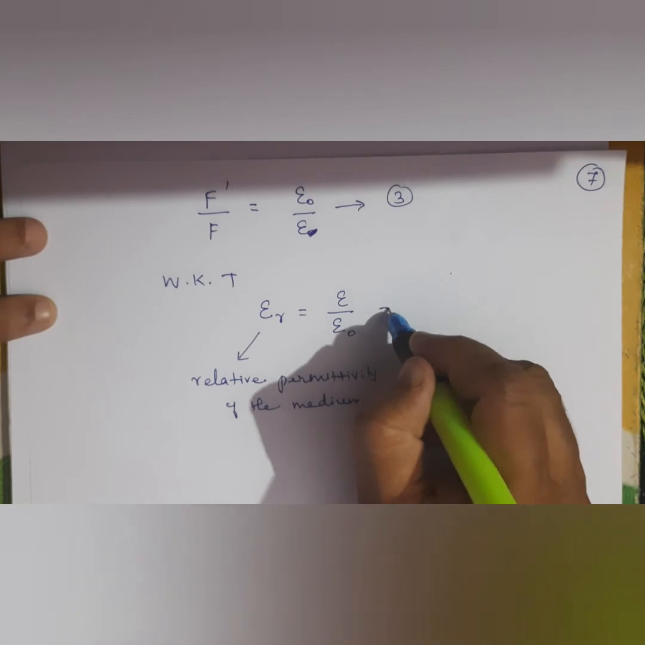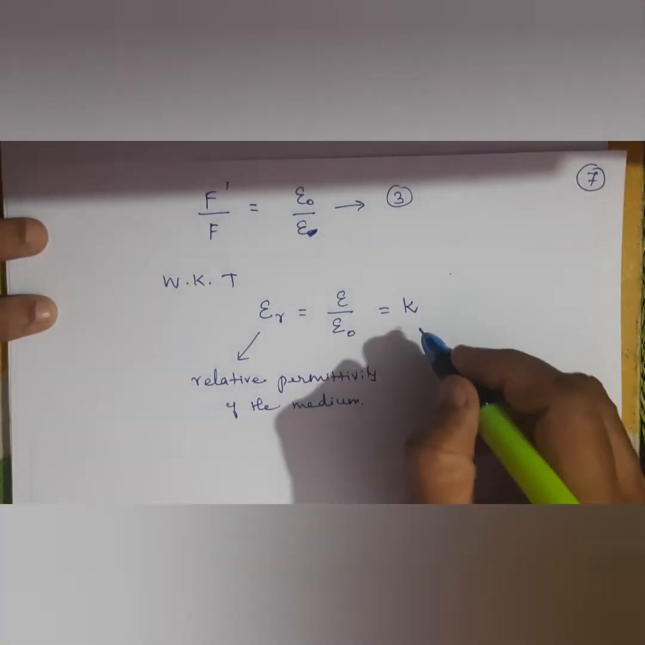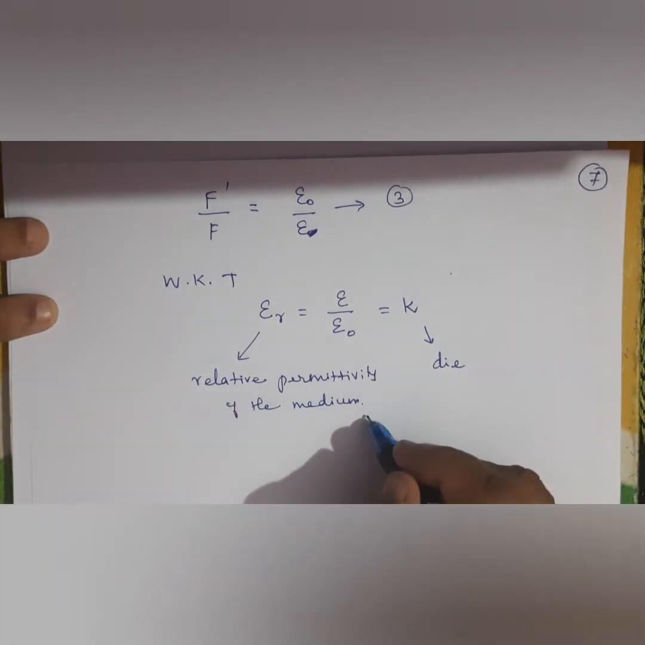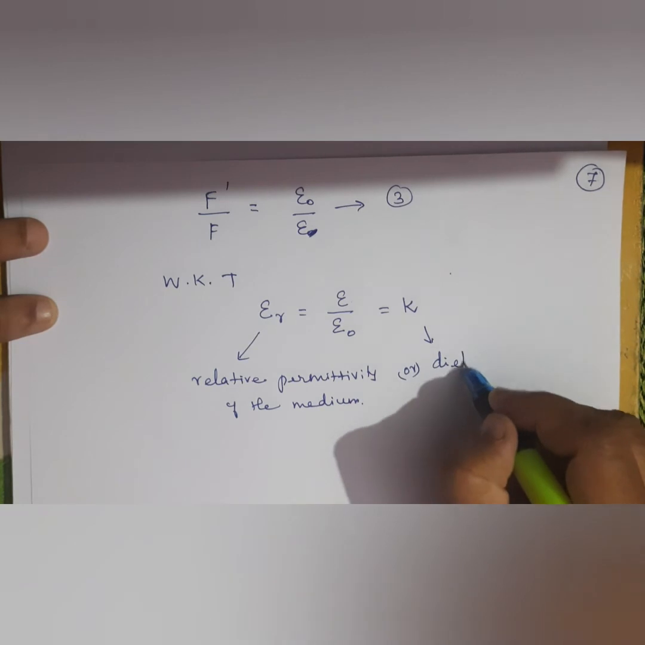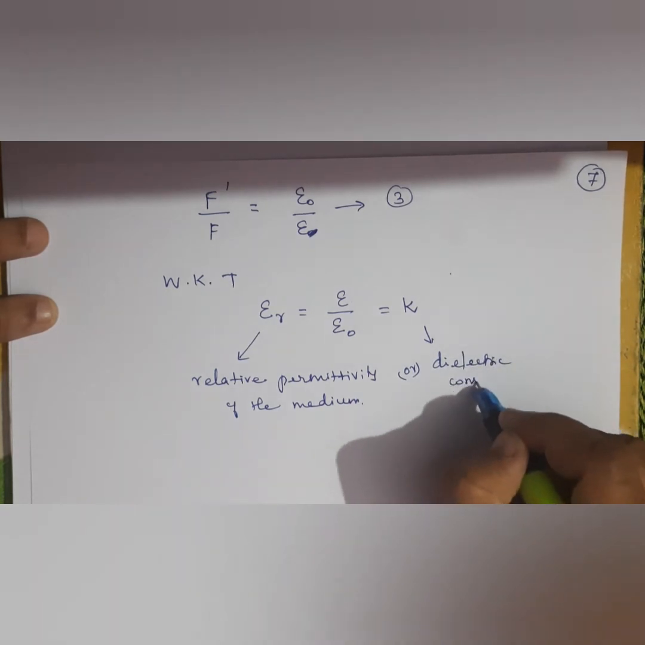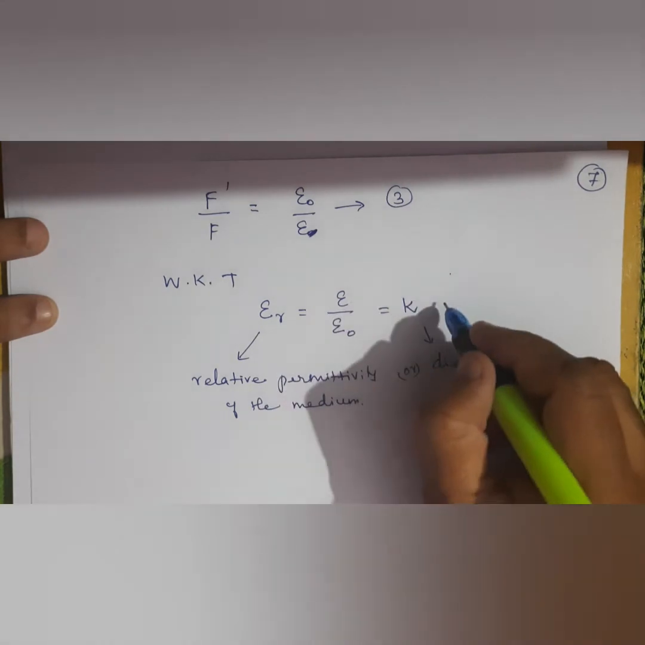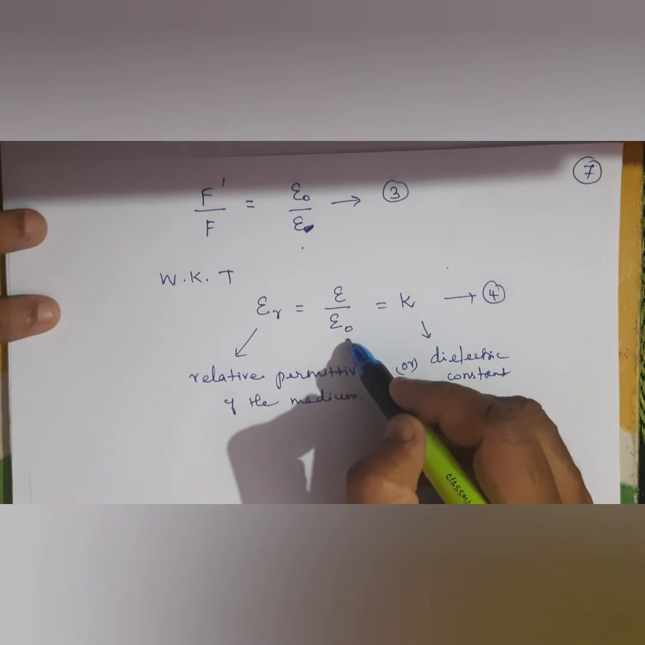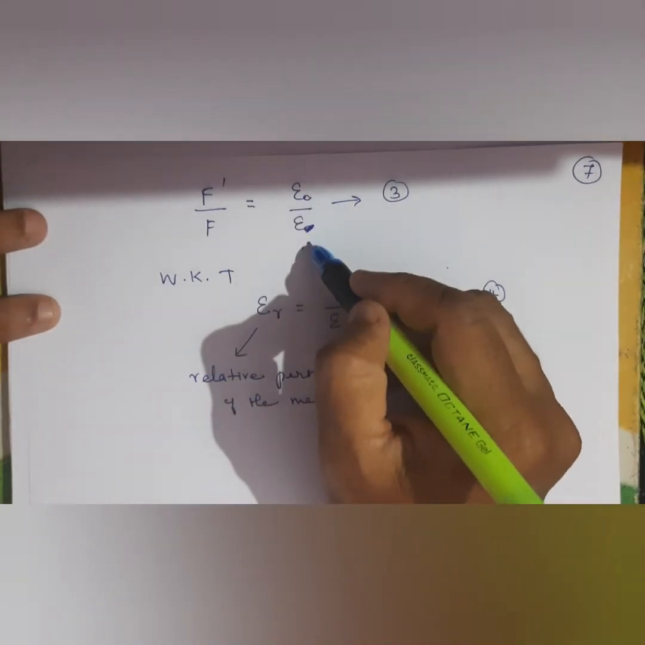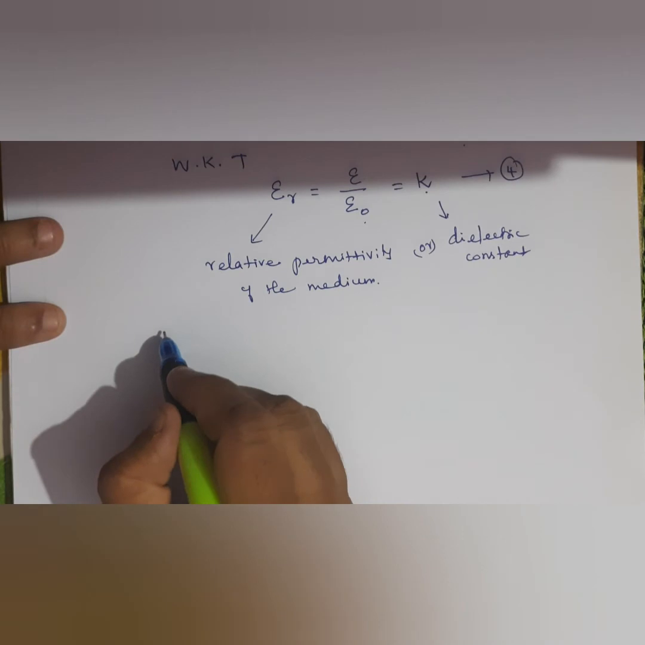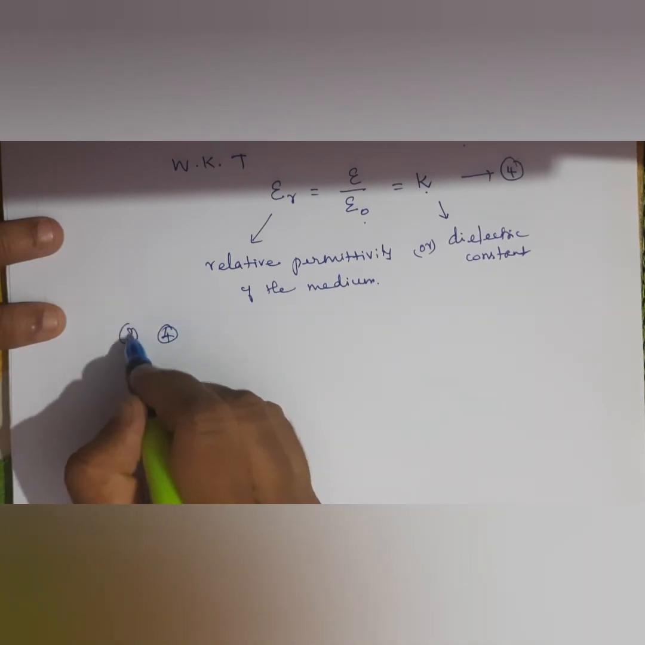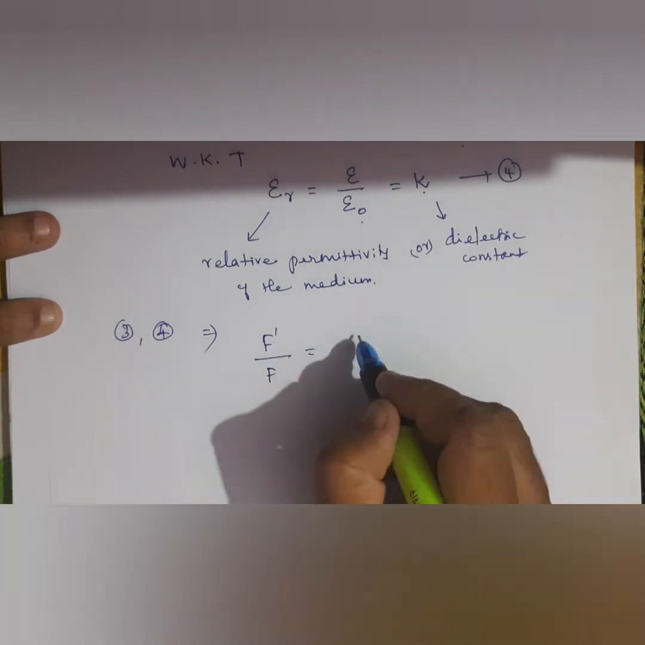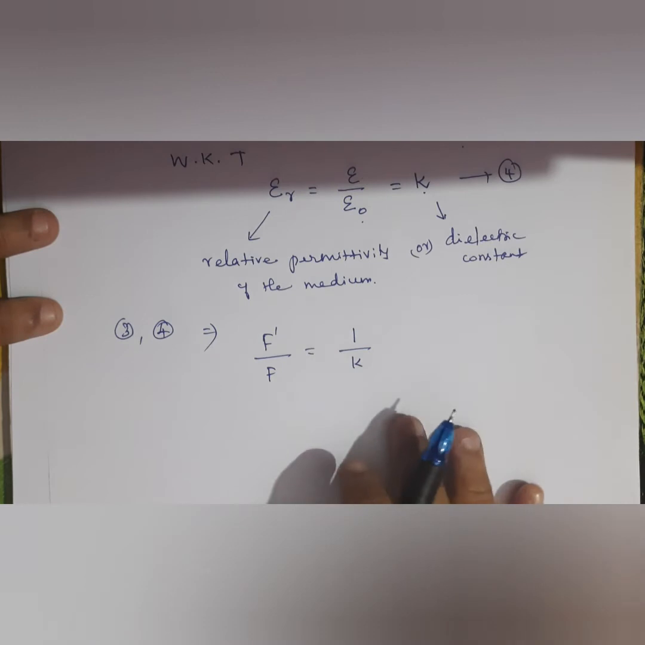So it is also represented by K. K is called what? That is a dielectric constant, the relative permittivity of the medium. Another name is dielectric constant. So put equation number 4, but take the reciprocal. Epsilon by epsilon naught is K, but epsilon naught by epsilon, using the 3rd and 4th equations, we can get f dash divided by f is equal to 1 by K.